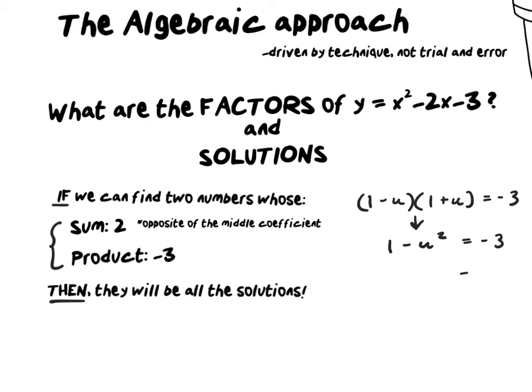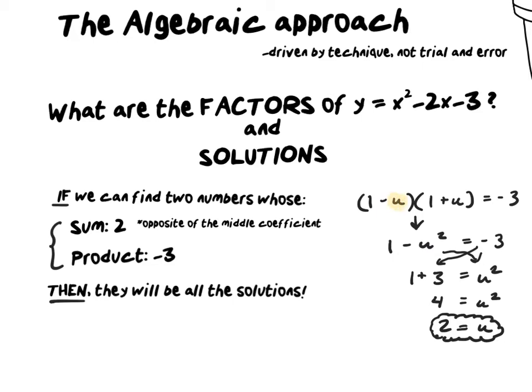By doing some algebra techniques, I can add u squared to the other side of the equal sign. And then I can add +3 to the left side of the equal sign. And 1 plus 3 is 4. So if 4 is equal to u squared, I can take the square root and u will be equal to 2. Remember on the graph, we went 2 units to the left and we went 2 units to the right of our average. That's where the 2 comes from.